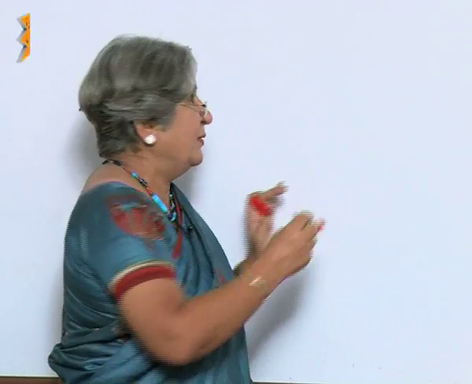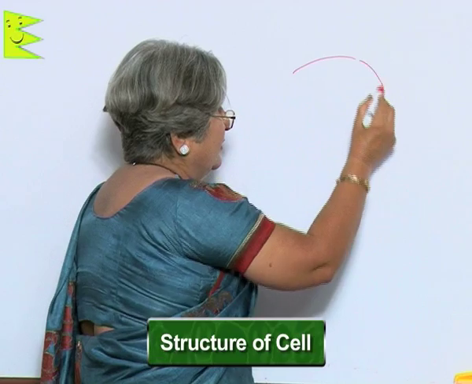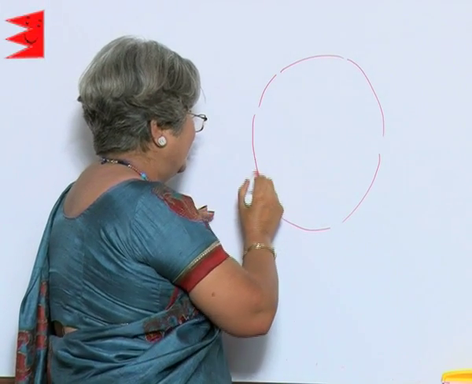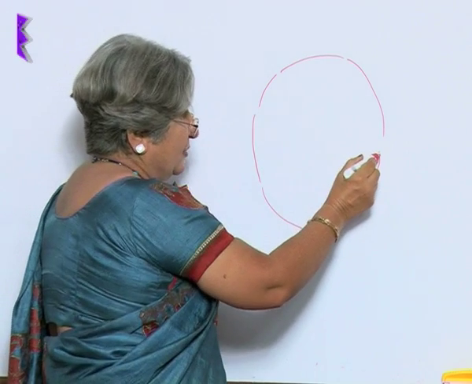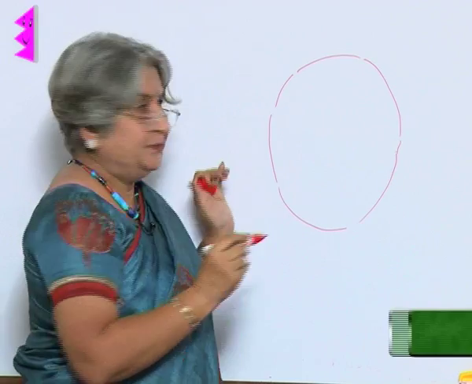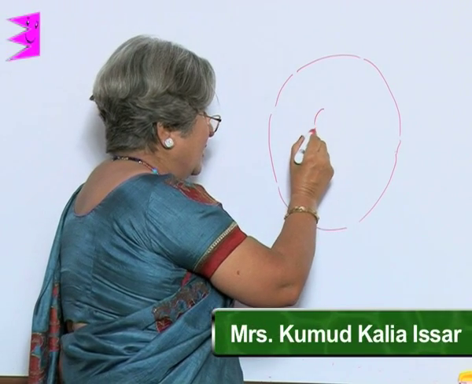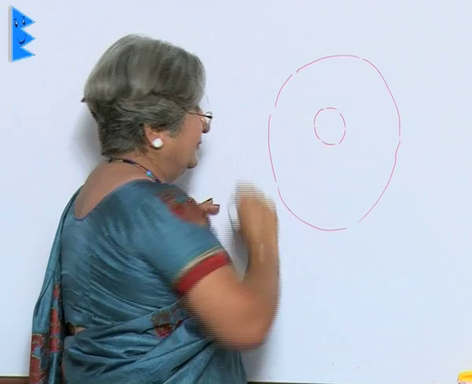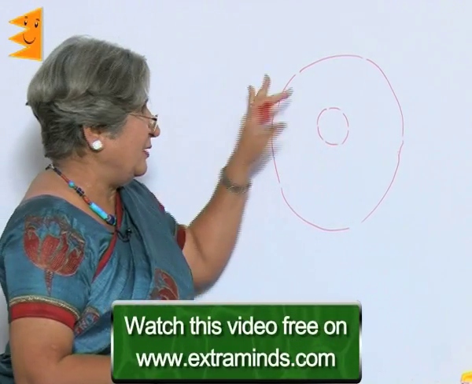If we see the cell under the electron microscope, what we see is there are gaps. What does that mean? Because we are saying that it is selectively permeable, there are tiny pores. Then there is the nucleus, which also has tiny pores. Now what is in between?